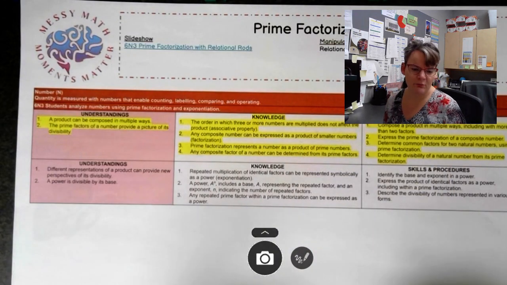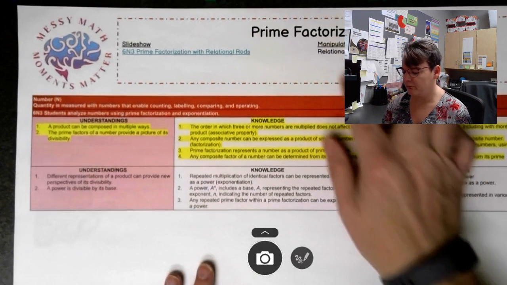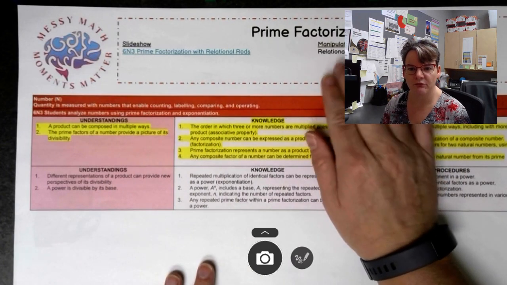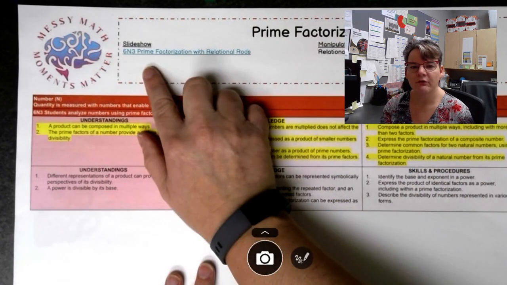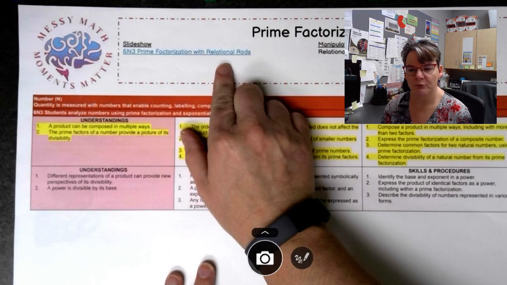So why this experience? Well, this is going to build upon students' previous experiences with multiplication and relational rods in order to explore prime factorization. The materials you will need are relational rods. Students will need to have prior experiences using those. And there is a Google slideshow that you can use called Prime Factorization with Relational Rods.